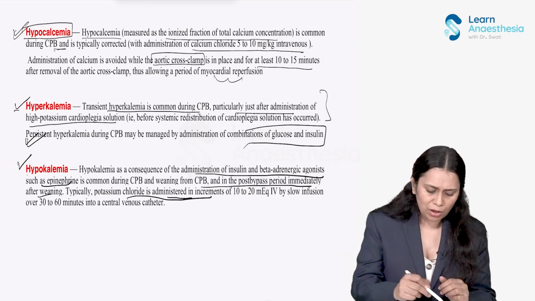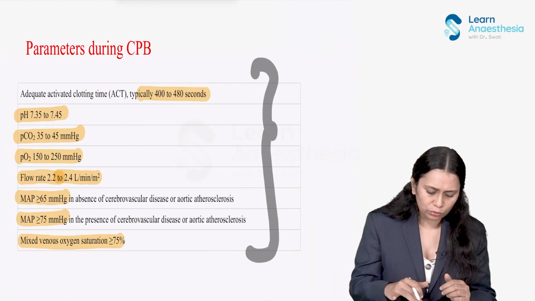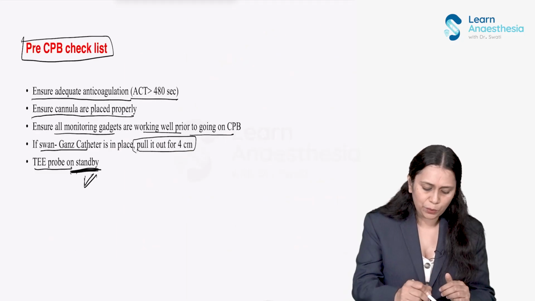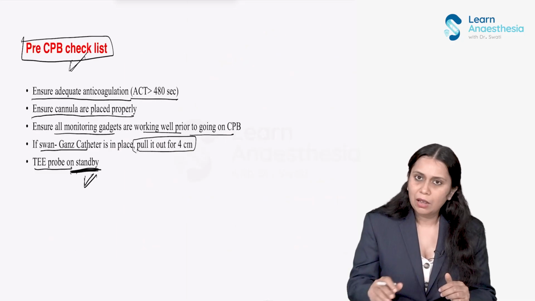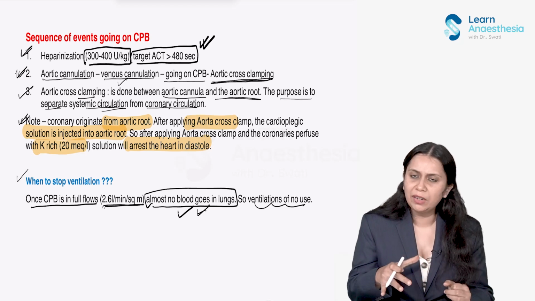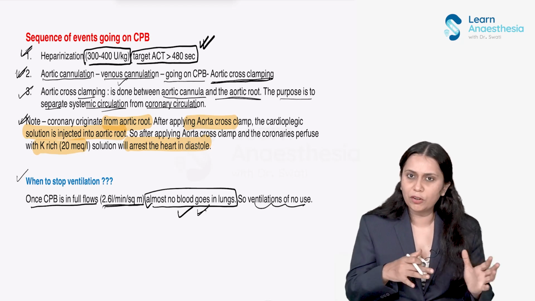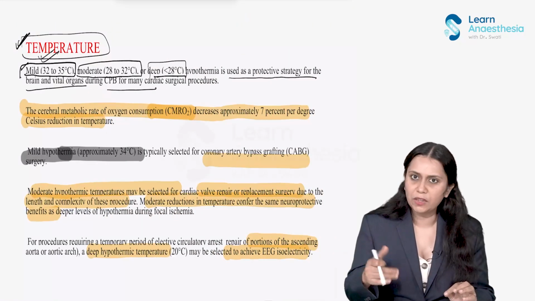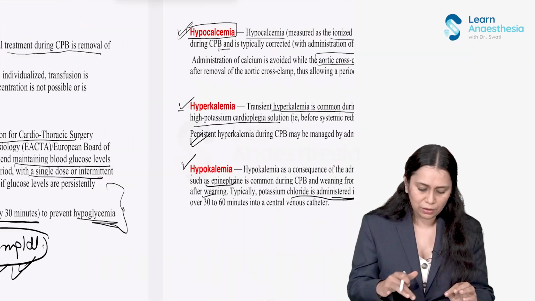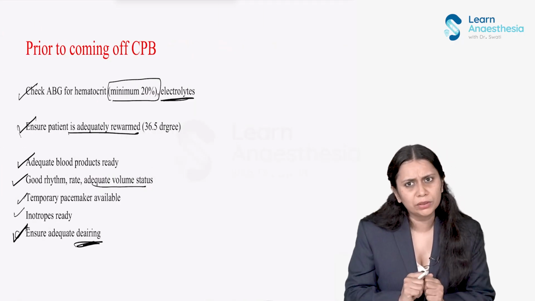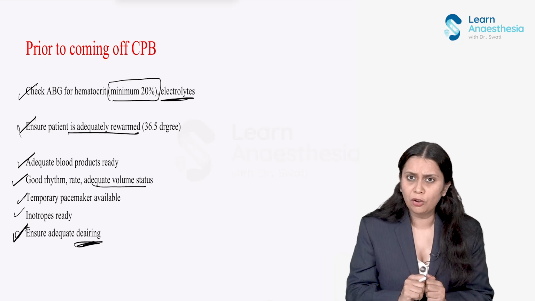Okay. So, we talked about what important monitoring we do during CPB. Right? What is the important pre-CPB checklist when the patient goes into the CPB? Then what is the sequence of events for the patient going on CPB? And just before weaning the patient out of the CPB, what should be the checklist? So we have discussed the entire course of the CPB. Now, one more thing I want to discuss before finishing off is the cardioplegic solution which we use.